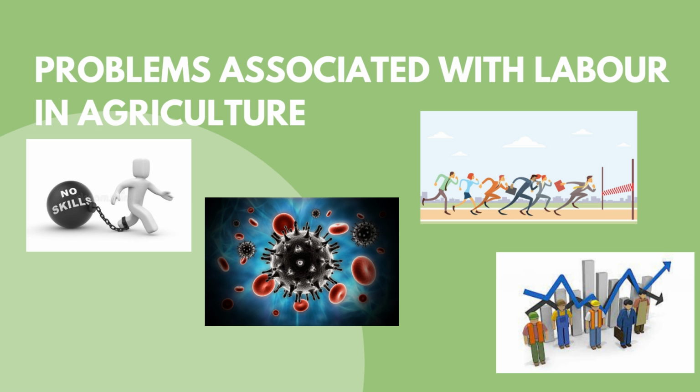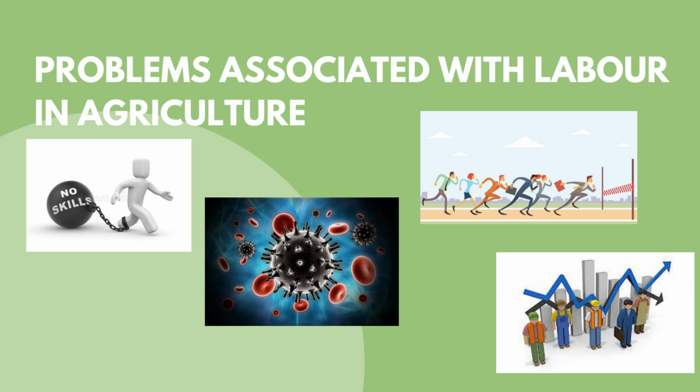Then we've got various problems that may be associated with labor in agriculture. For instance, skills shortages will lead to lower productivity and will limit the use of technology. If the farm laborers are poorly educated or they lack training, then this may lower the production of the farm. The farm workers should have a variety of skills to perform different tasks and to complement one another.